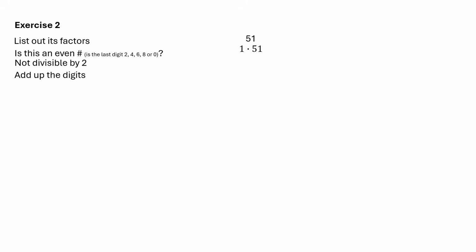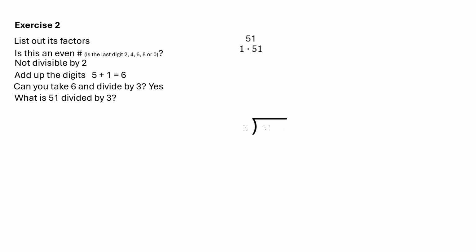Why don't you add up the digits of 51? 5 plus 1 is 6. So can that be divided by 3? Yes. And if so, that means 51 can be divided by 3. So let's do a little math off to the side. Let's see what 51 divided by 3 turns into. Ah, there we go. 3 times 17 is 51.